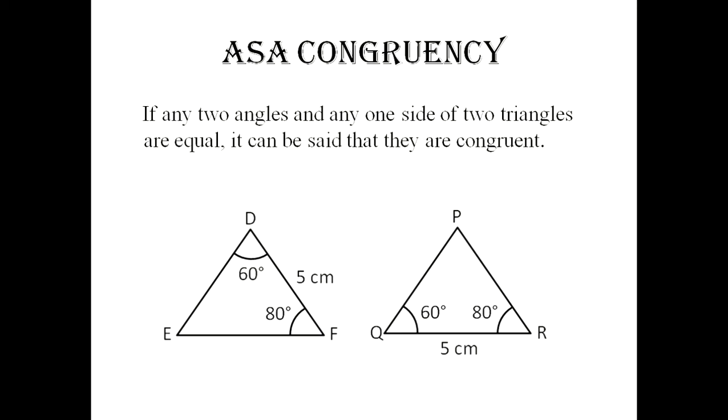So if the three angles are equal and one side is equal, we can say that the corresponding other two sides should be equal. If you measure them, suppose I measure side DE, it should be equal to one of the two sides PQ or PR. Any one side should be equal to side DE, and side EF should be equal to the other of the two sides PQ or PR in the second diagram. So this is our ASA congruency.